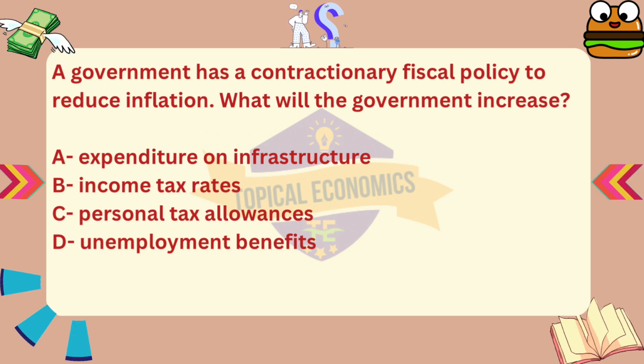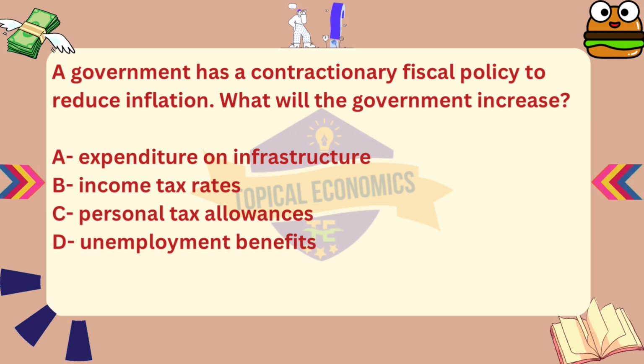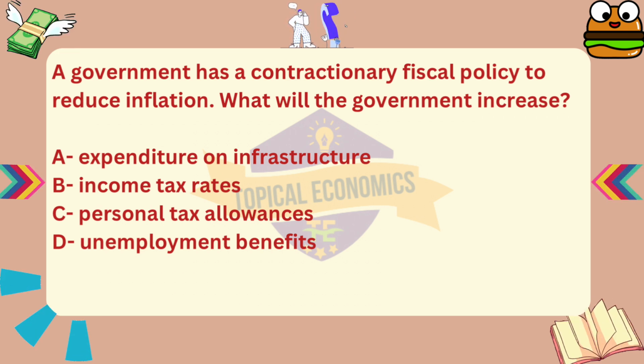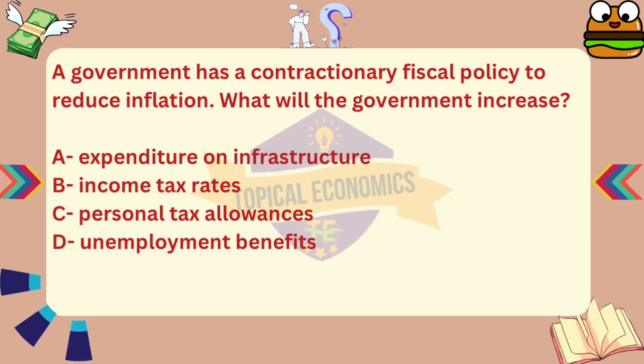Income tax rates. A contractionary fiscal policy is designed to reduce inflation by decreasing aggregate demand in the economy. One of the main tools used for this is increasing income tax rates.